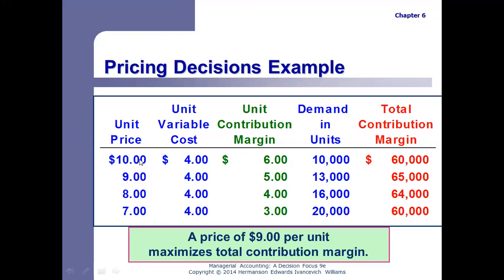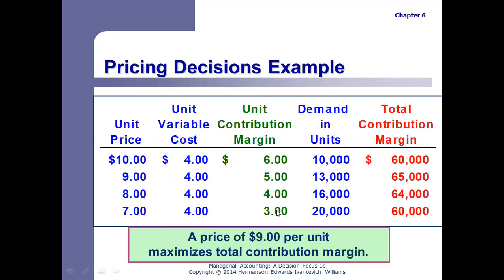Okay, so remember the $10 per unit. If we sold it for 10, and notice the variable cost doesn't change. It still costs us $4 to make the product regardless of how many we sell. It's going to cost $4 each. So you can make $6 per unit if we sell it for 10. We can make $5 per unit if we sell it for 9, etc. So that's the unit contribution margin.